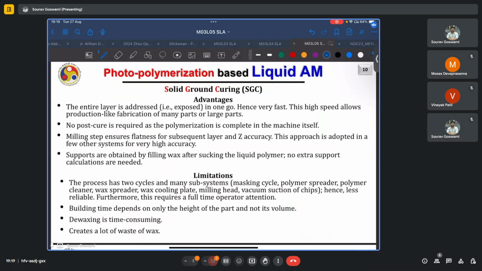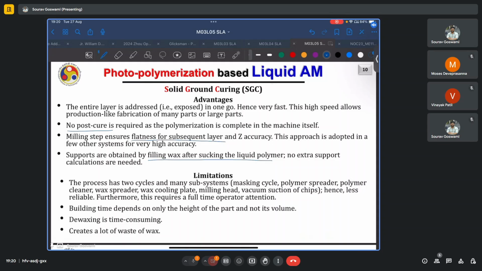The high speed allows production, like fabrication of many parts or large parts. Minimum to no post cure required. The milling step that we saw here after the freezing of the liquid wax ensures flatness and accuracy for the subsequent layer and Z accuracy. Supports are obtained by filling the wax and sucking the liquid polymer. No extra support calculations at the pre-processing stage are needed.